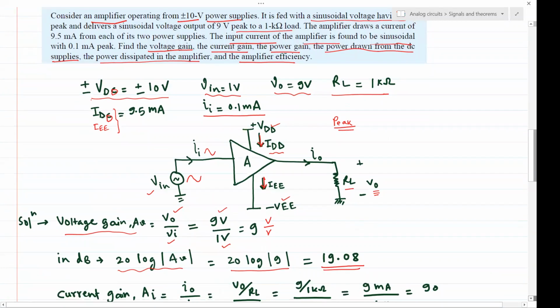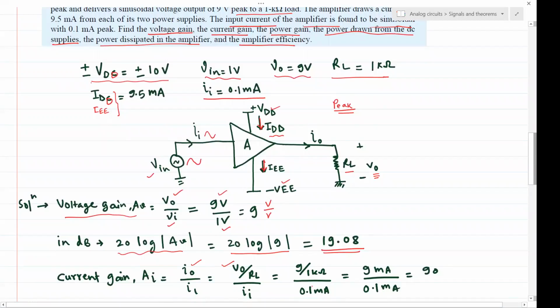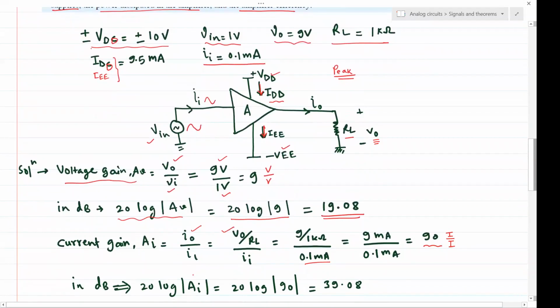Now next is to calculate current gain. Current gain is the ratio of two quantities, IO by II. Output current is not given, but we know the output voltage across the load. The load is given, so IO is VO by RL, divided by the input current, which is also given. So we have 9 over 1K divided by 0.1 milliampere, and that comes out to be 90. Again, there is no unit because it is the ratio of output current to input current. And in decibel, we can write the current gain as 20 log of the magnitude of AI, which comes out to be 39.08.